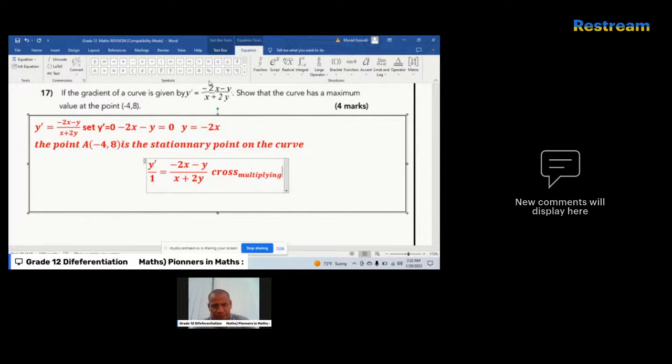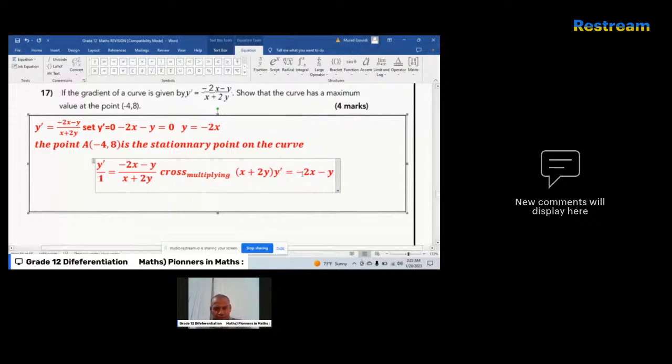Cross multiplying will give exactly x plus 2y, in parentheses, now multiplied by y dash, equal to, in fact, minus 2x minus y multiplied by 1, it will remain the same. Minus 2x minus y.